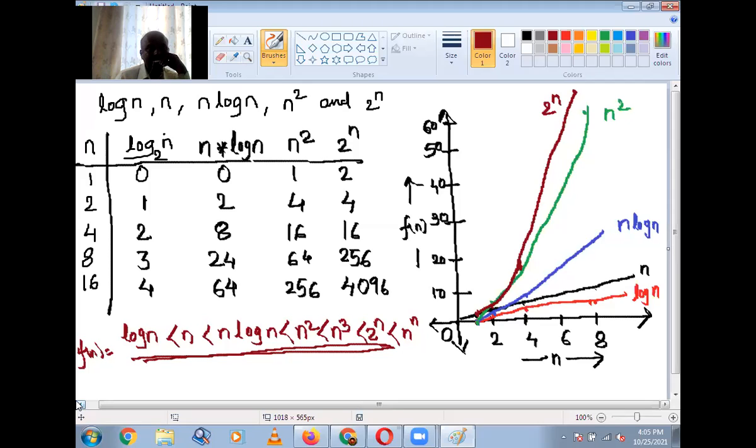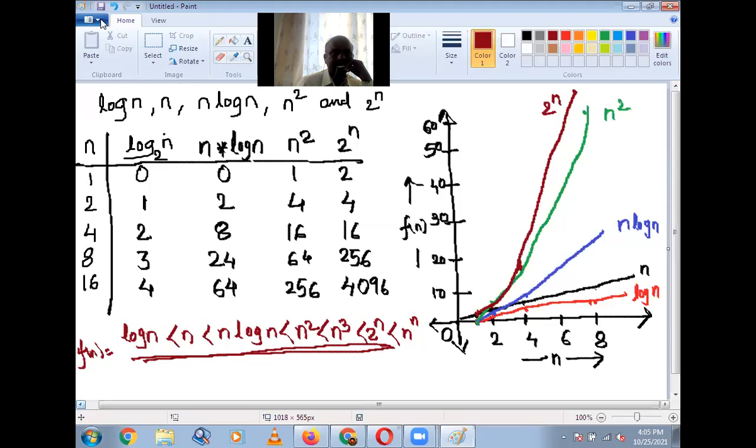This graph is also known as the performance measurement graph. And next we'll see the next concept, which is amortized complexity.